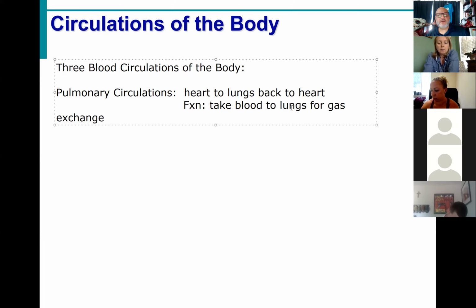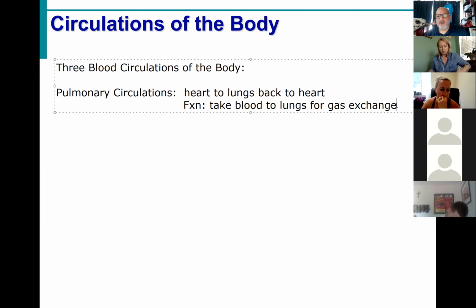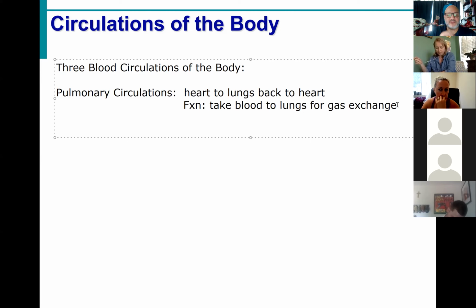Move that there. Move that there. Perfect. Excellent. For gas exchange. Perfect. I saw, what's another one? Systemic. I see systemic. Circulation.